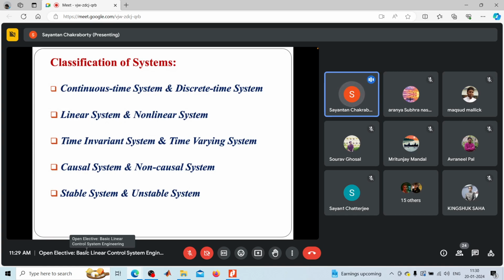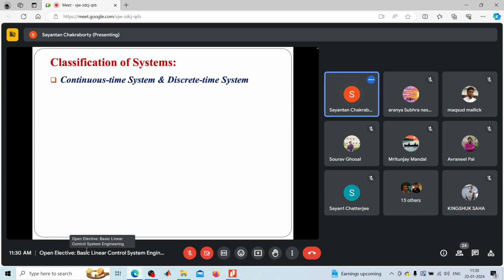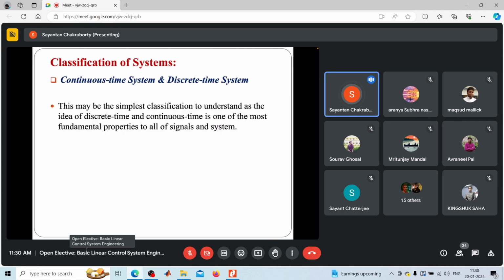So these are the different classifications. Now let us discuss these classifications one after another. First, continuous time system and discrete time system. It's the simplest and the most obvious classification to understand, because the concept of discrete time and continuous time is very fundamental to any signal, and that is well applicable to systems as well.